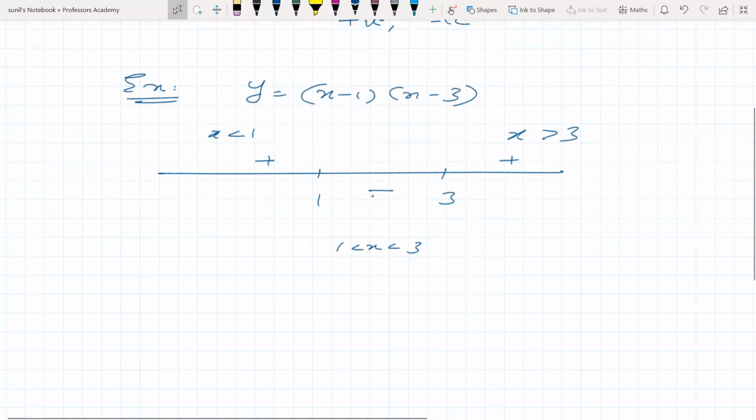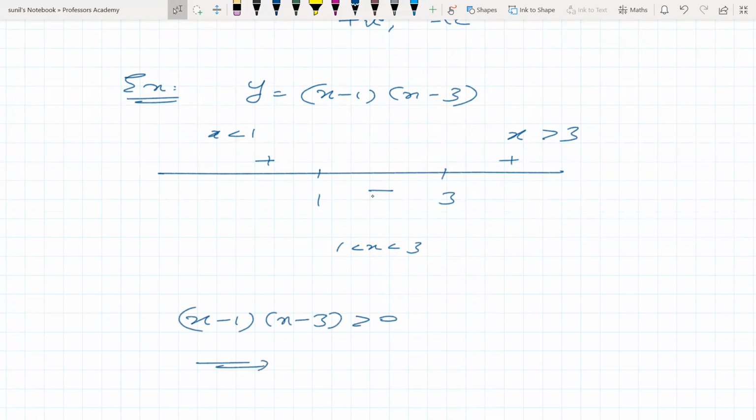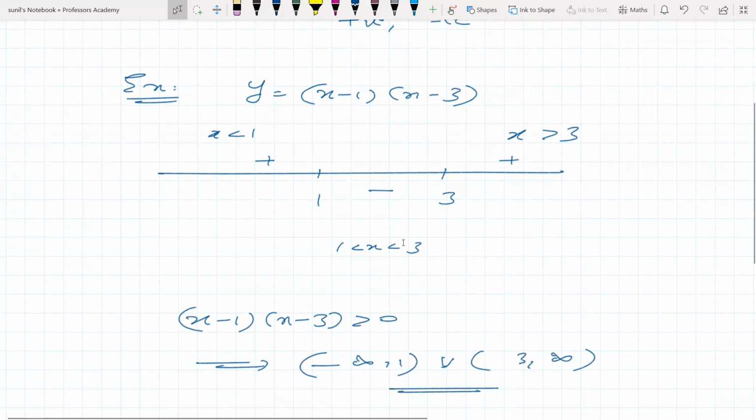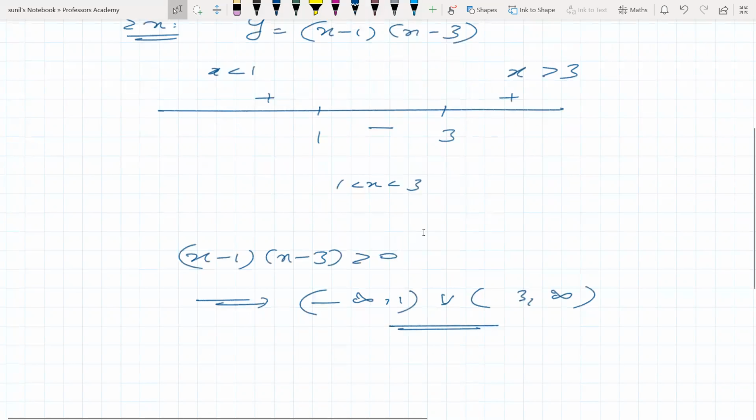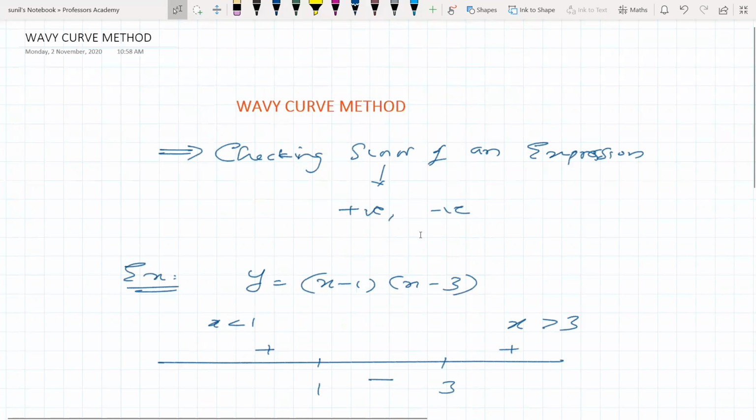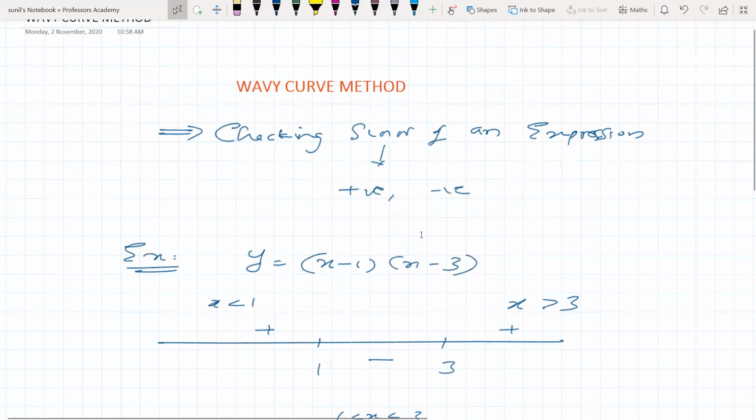If you write that (x minus 1) into (x minus 3) is positive, the region in which this is positive is minus infinity to 1 union 3 to plus infinity. So this is the condition for checking the sign of an expression.